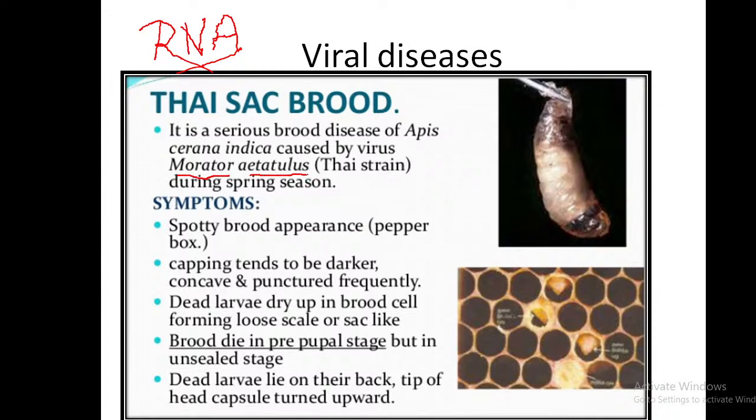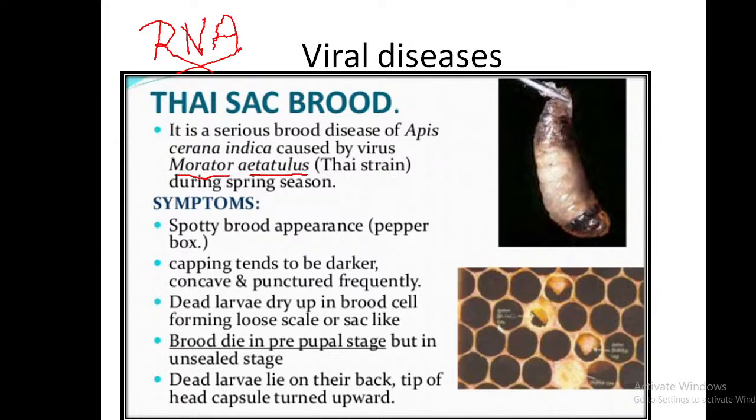Viruses in each place have different strains. Maybe Asia has one strain, or maybe the US has another strain. So the virus keeps on changing its genetic material to get acclimatized to changing environmental conditions. That is a special characteristic of viruses: they keep changing their genetic material to survive environmental changes. Thai sac brood disease is caused by the Thai strain, Morator Itaculus, and this is very common during the spring season.